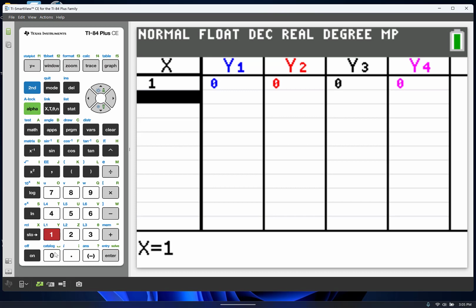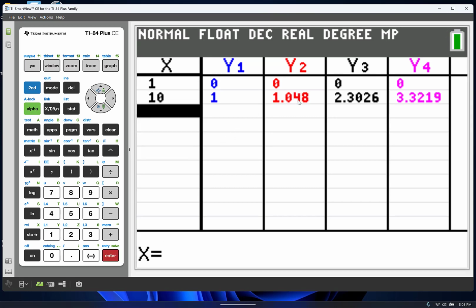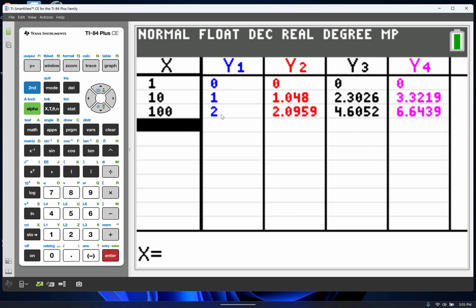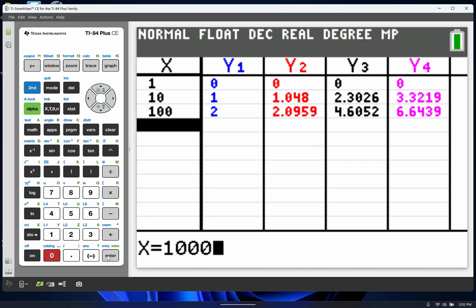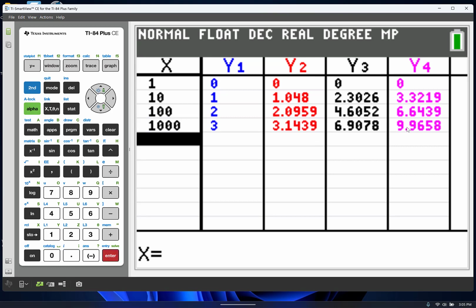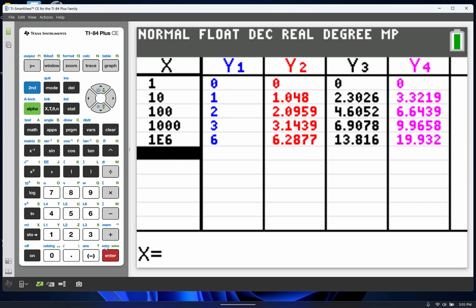If I put 10, the log base 10 will be 1. But check it out, look at the others: 1.048, 2.3. It's growing. These are growing at a faster rate. If I put 100, this one's going to say 2, because 10 squared is 100. Then 2.09, 4.6, 6.6. They're growing really slow, but they're still growing. These are the ones that grow the slowest. See how the y values are still small, even though x is already at 1,000? It's still growing, just at a very slow rate.